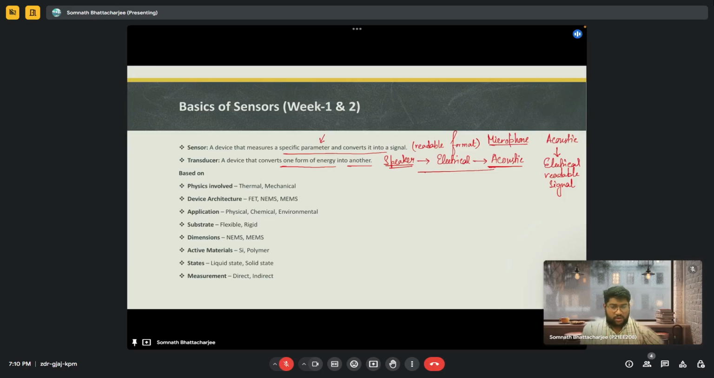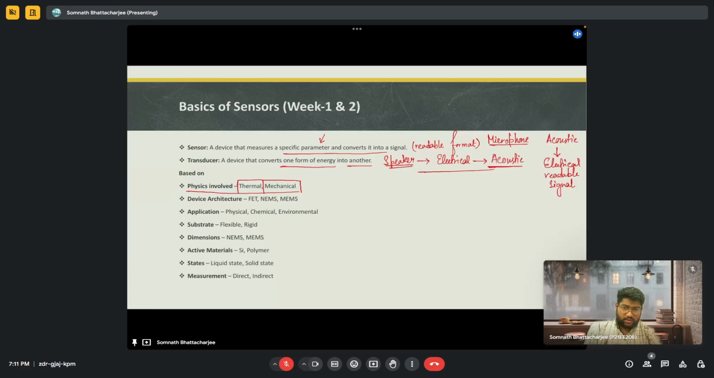If the output is in a readable format, then it's a sensor. While if it can be readable or in a different kind of media, like acoustic media, that is called a transducer. Now, based on the sensing principles, we can divide sensors into several classes. Other than that, we can also divide these sensors based on the physics involved.